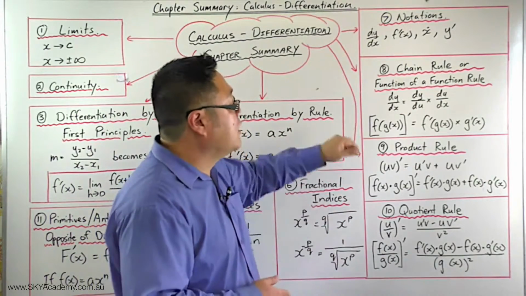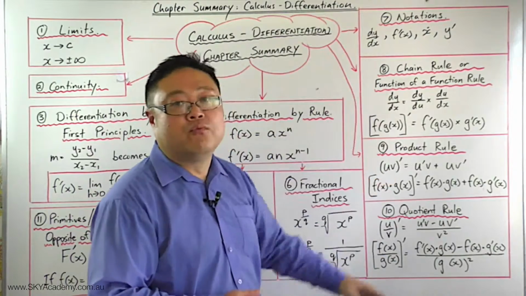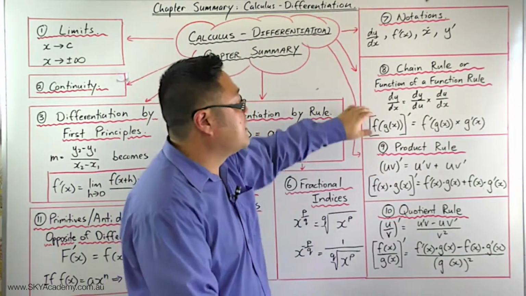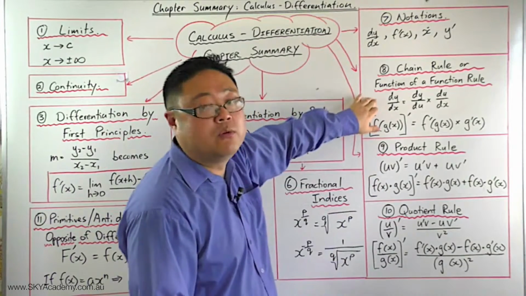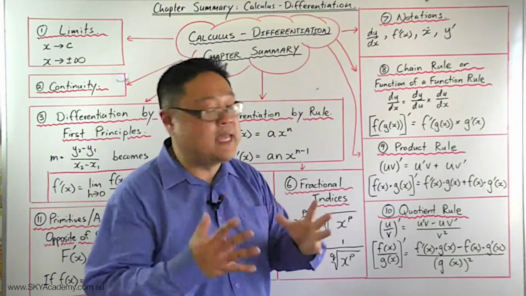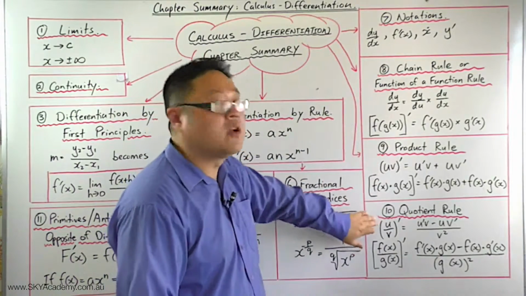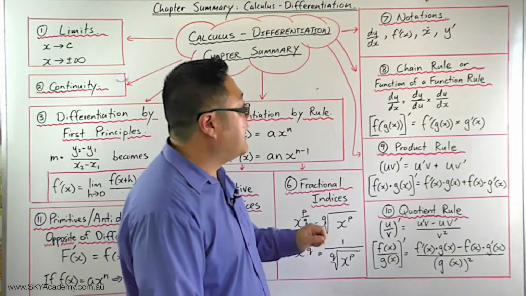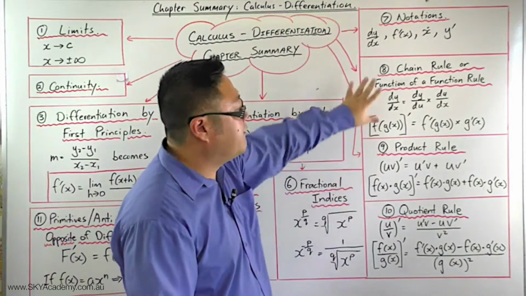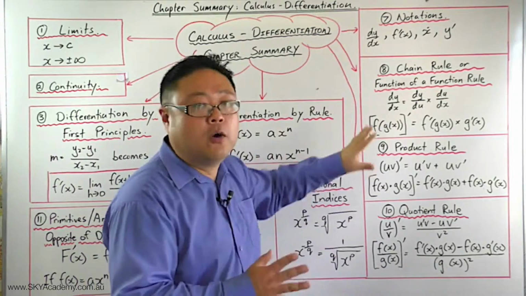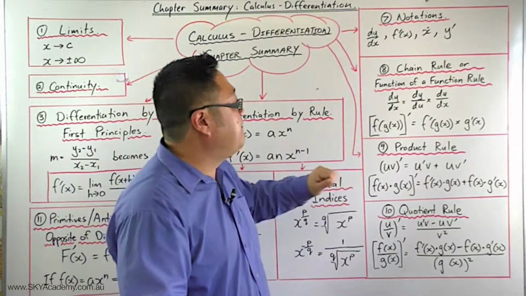We then looked at three particular rules that are of importance to us. We looked at the function of a function rule, or the chain rule. Go back and have a look at examples of that. We looked at the product rule, and we looked at the quotient rule. And I've got them on the board. The examples that I go through will help you to apply that.